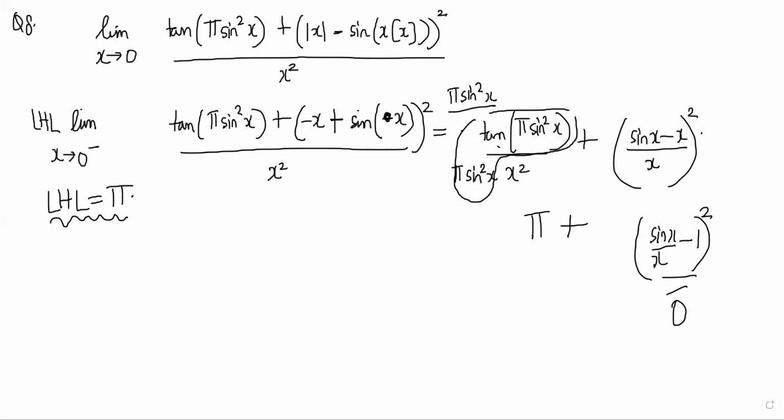I'm getting pi plus 1. So RHL is equal to pi plus 1 and therefore there is no limit, right? It does not exist. Okay, fine.